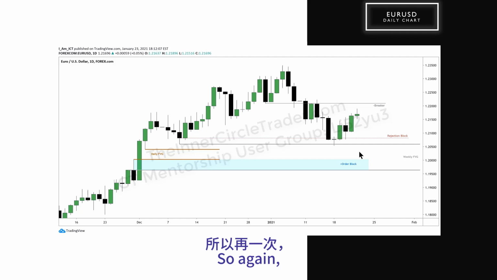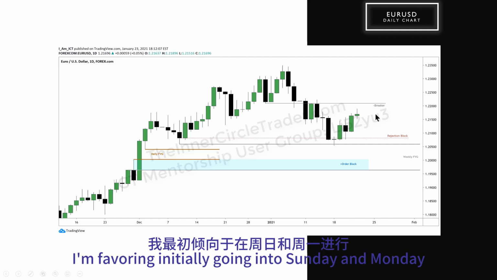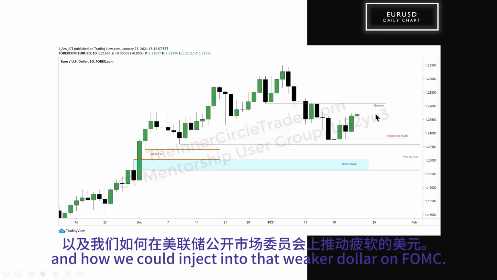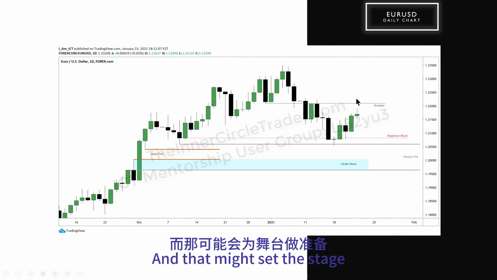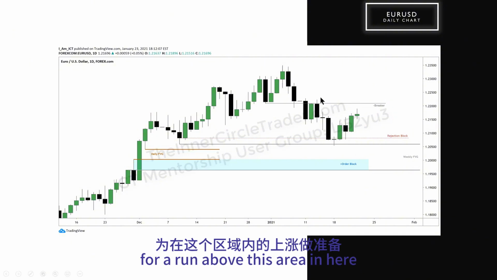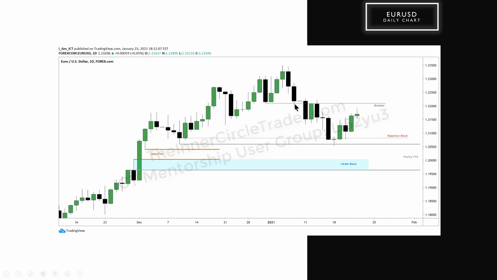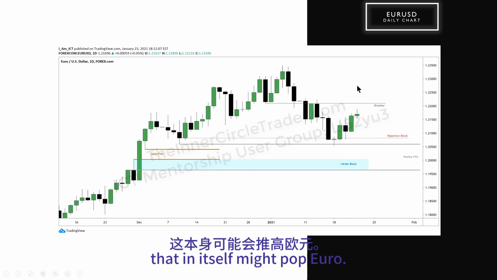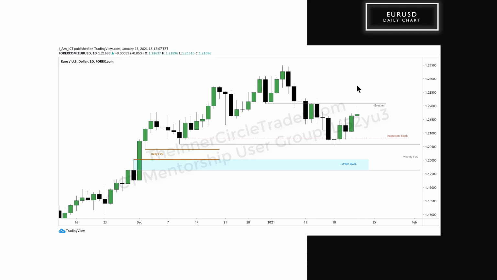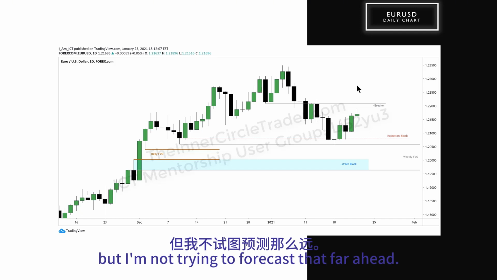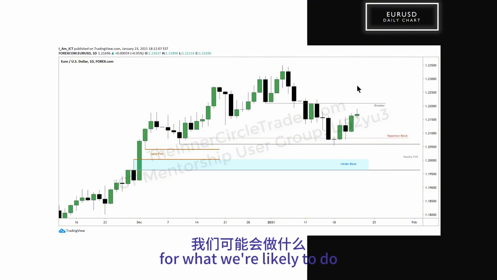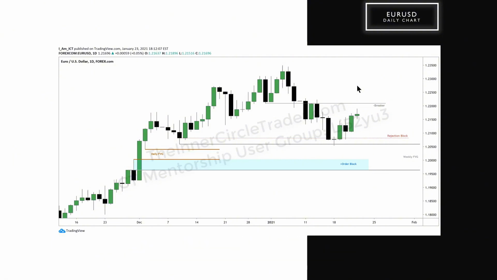So again, I'm favoring initially going into Sunday and Monday and how we could project into that weaker dollar on FOMC. And that might set the stage for a run above this area in here and clean up this little pocket where we have this one single candle down. So think about this candle's low. It might need to get up into that area, and that in itself might top euro. It could, but I'm not trying to forecast that far ahead. I'm only trying to get a feel for what we're likely to do going into FOMC Wednesday.